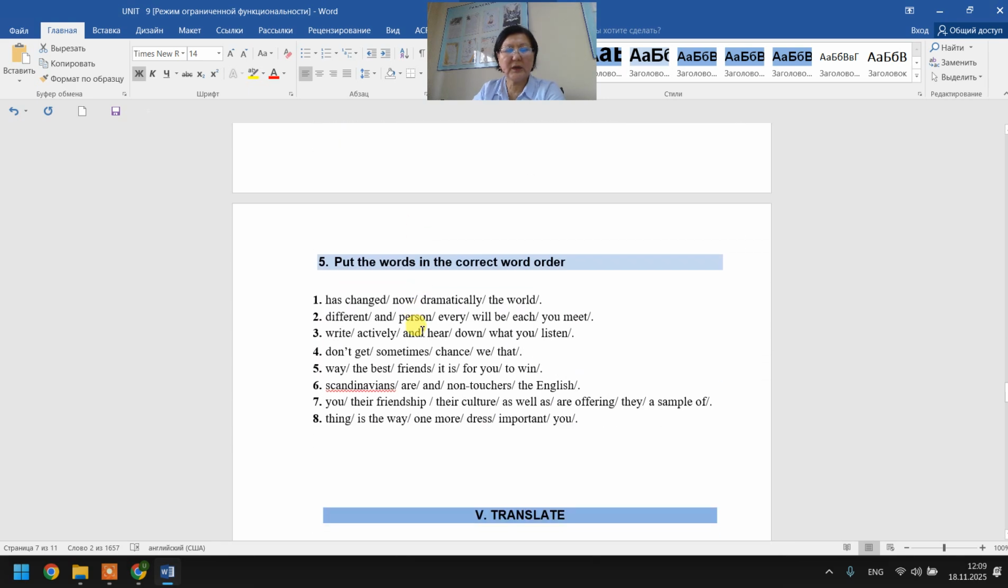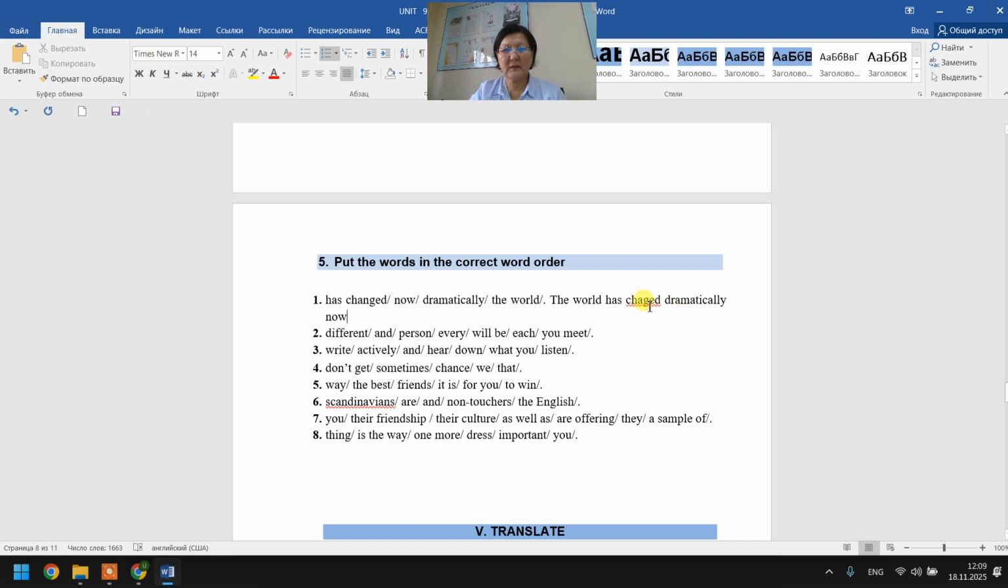Next we have to put the words in the correct word order. Now when we put the correct order, here we see that the world has changed dramatically now. This is the right variant.